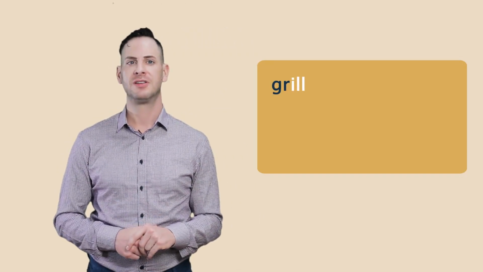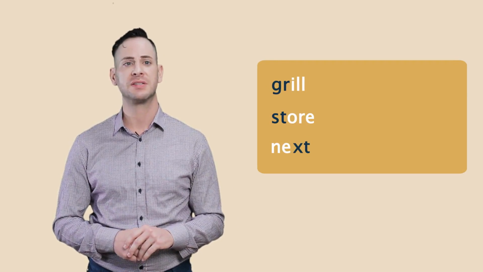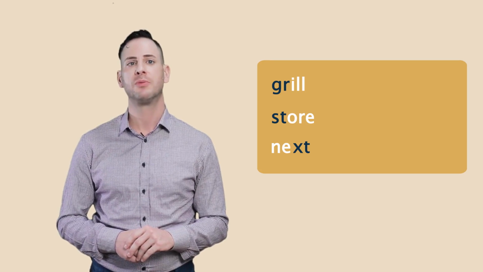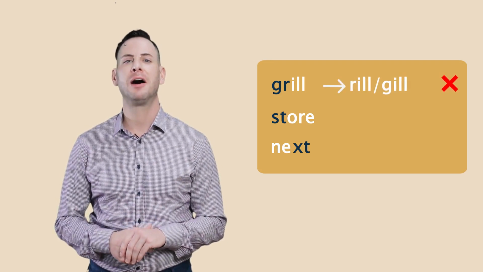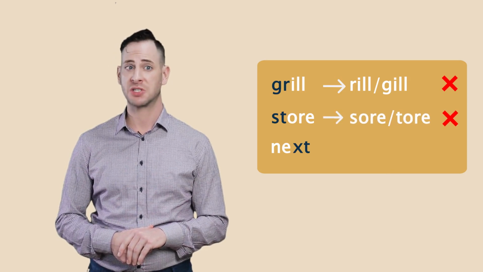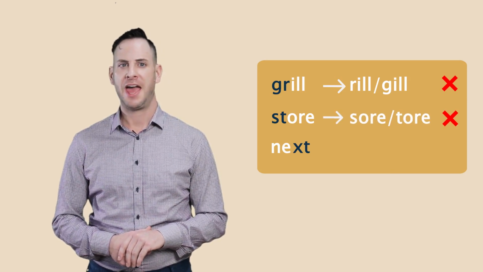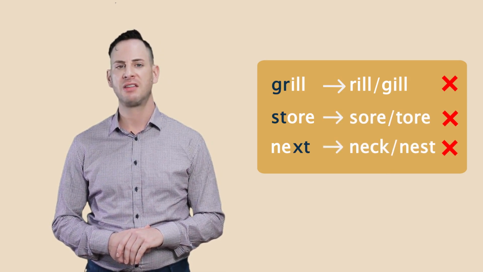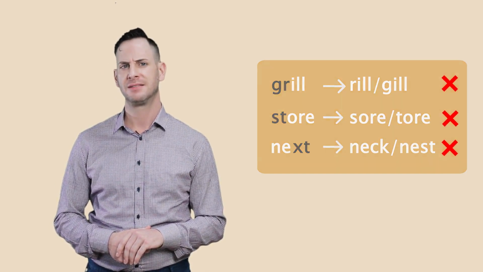and confuse the listeners. For example, words like grill, store, and next all have consonant clusters in certain orders. If this order gets distorted and there is an omission of one or more sounds, it changes the meaning of the word. Grill will then become rill or gill. Store becomes sore or tore. And next could sound like neck or nest.